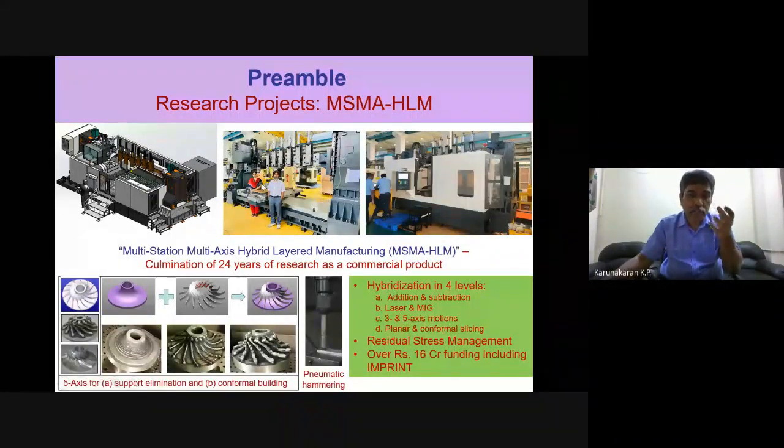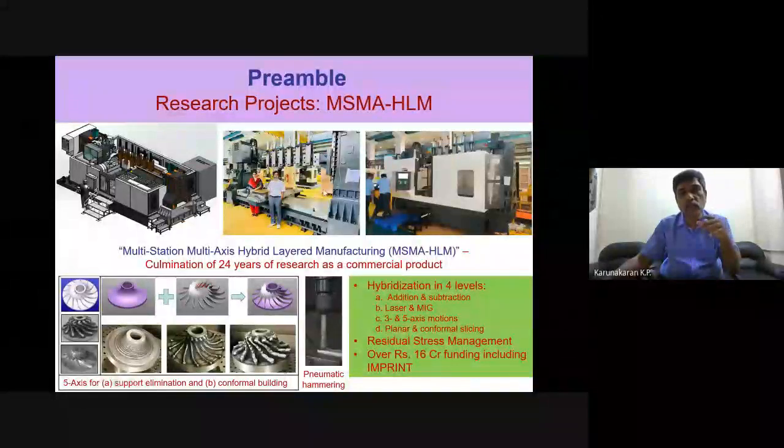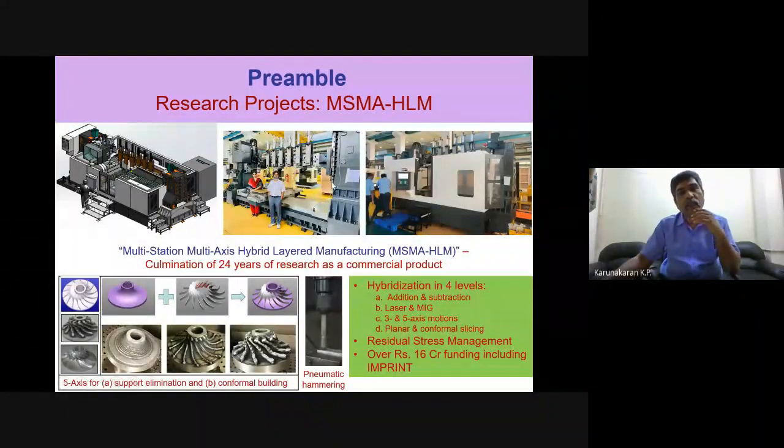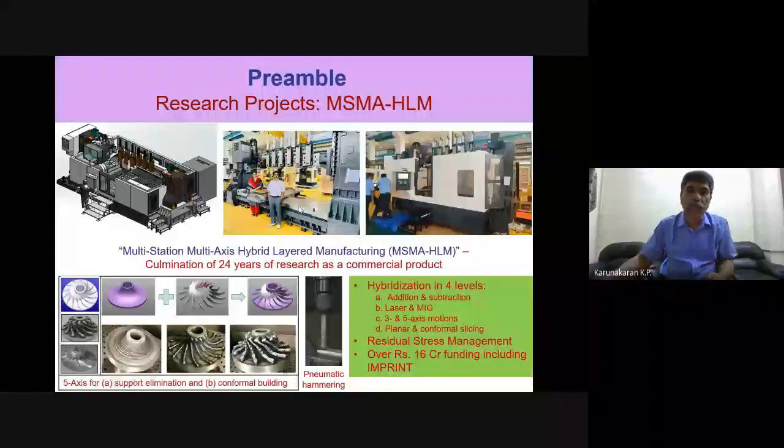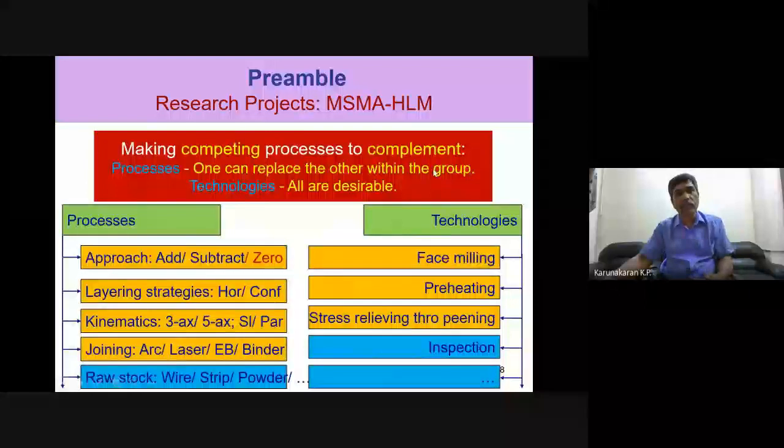So this is a machine which evolved over the last 24 years, consuming about 16 crore of money, the latest being the Imprint project. Imprint gave us about 4 crore. So we were able to nicely reach it. We will very soon, probably at the coming IMTEX in January, launch it. The machine is currently in Bangalore, so we will launch it during IMTEX in a commercial way.